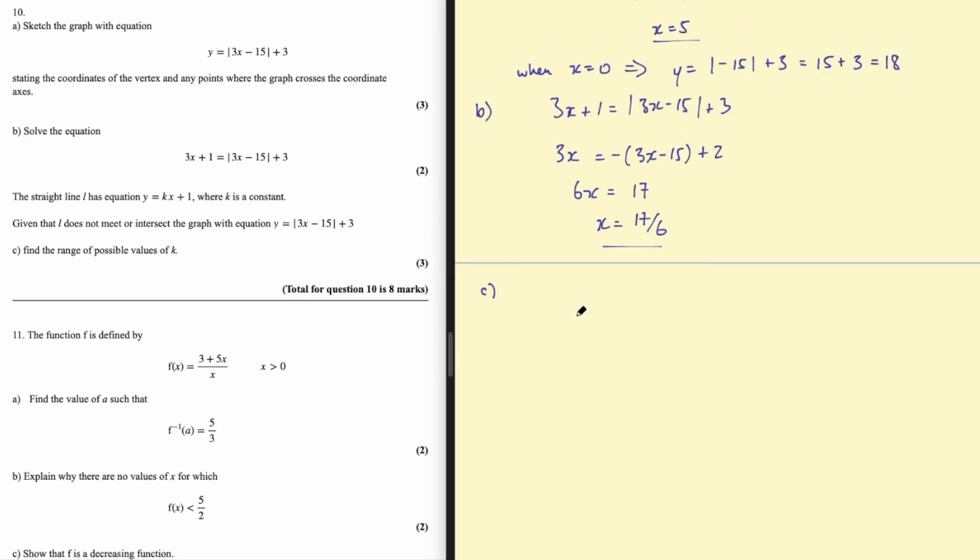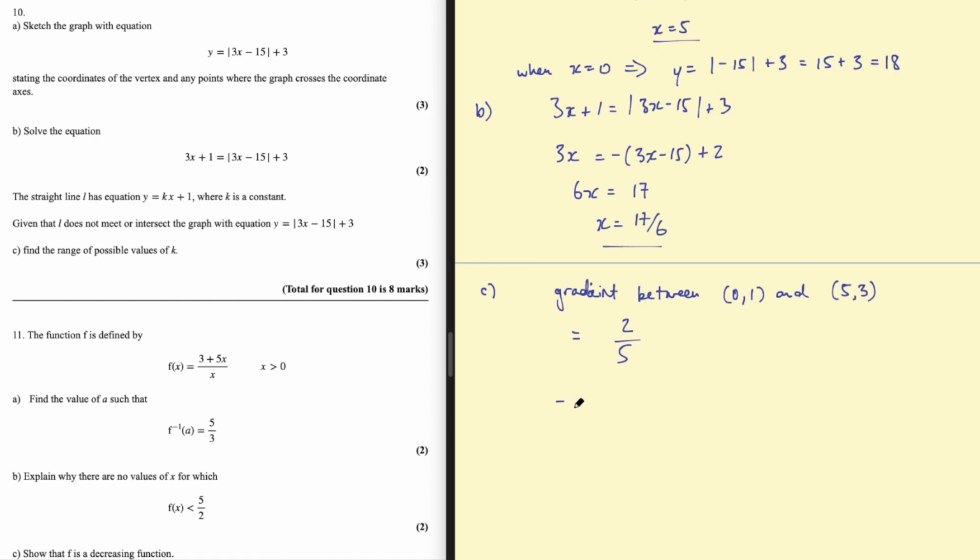So for C, let's say the gradient between (0, 1) and (5, 3) equals the rise over the run. The rise is 2, the run is 5. So the gradient needs to be less than 2/5 and greater than or equal to -3. So that's our range of values for k.